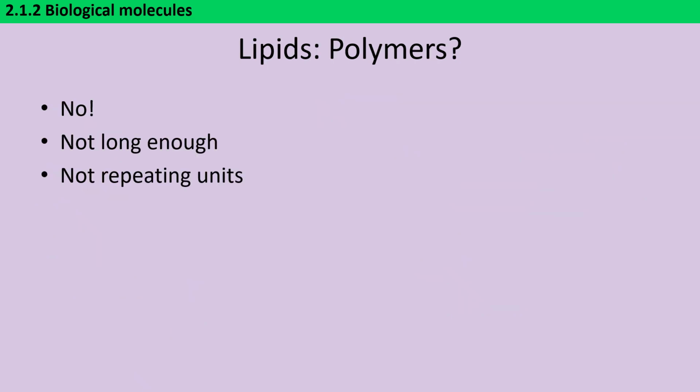Lipids are not polymers, and there are two key reasons for that. One is that they aren't a very, very long chain, and the other thing is that they're not made of repeating units. So in DNA, we have nucleic acid after nucleic acid after nucleic acid. In a polysaccharide like starch, we have glucose, glucose, glucose, glucose. But in a lipid, we have a couple of different components that are joined together. We don't have one component being repeated over and over.